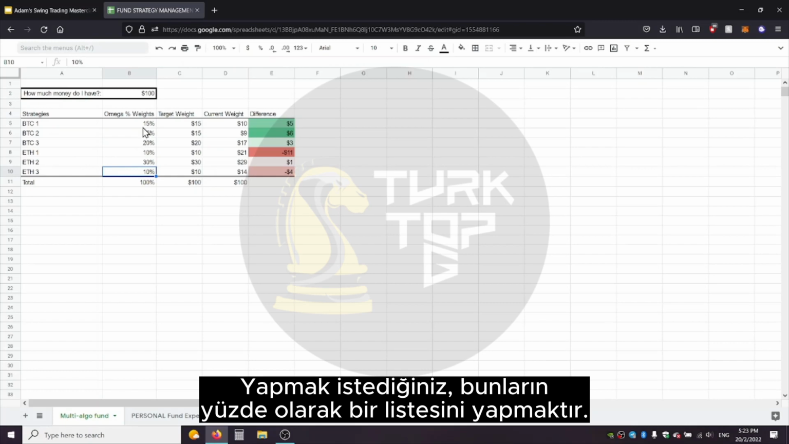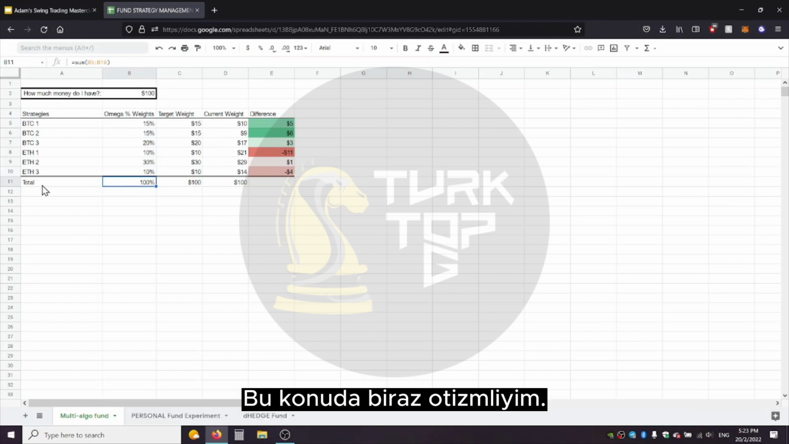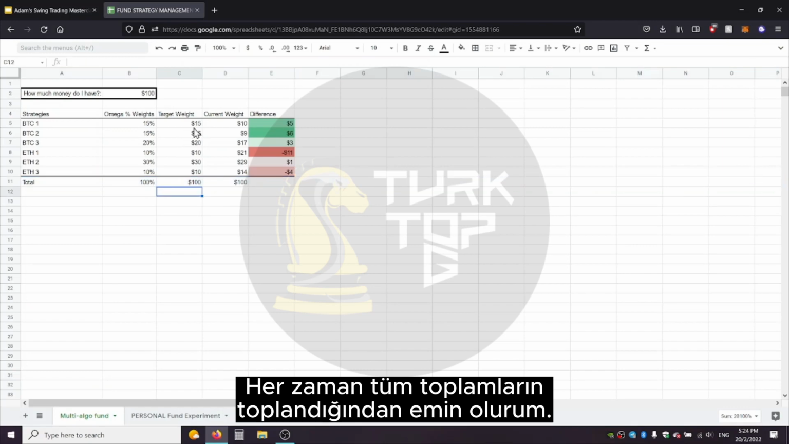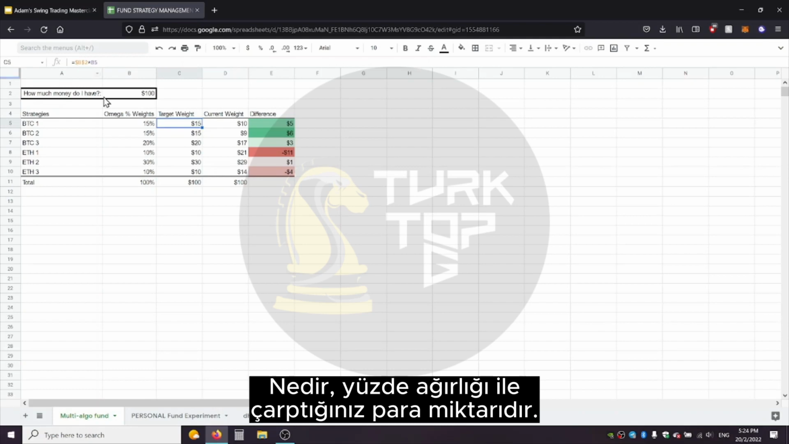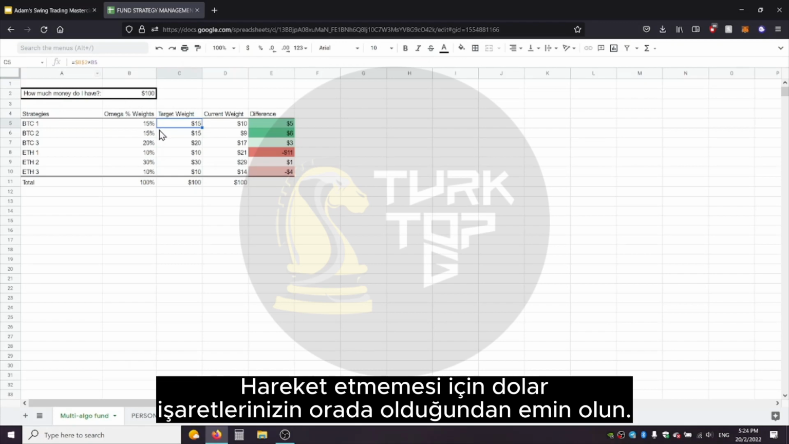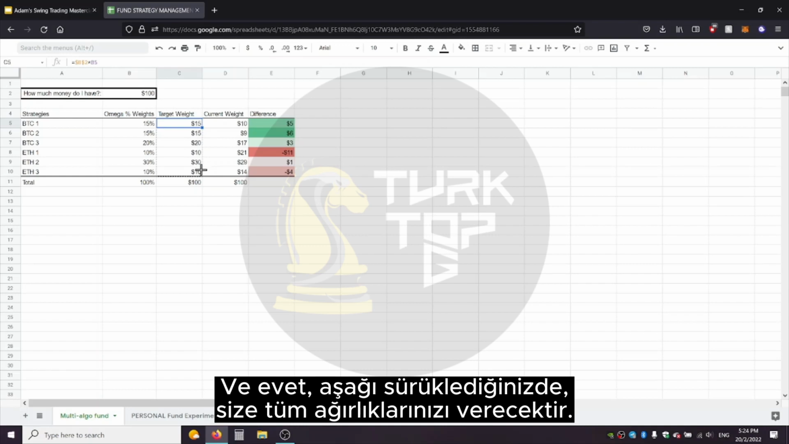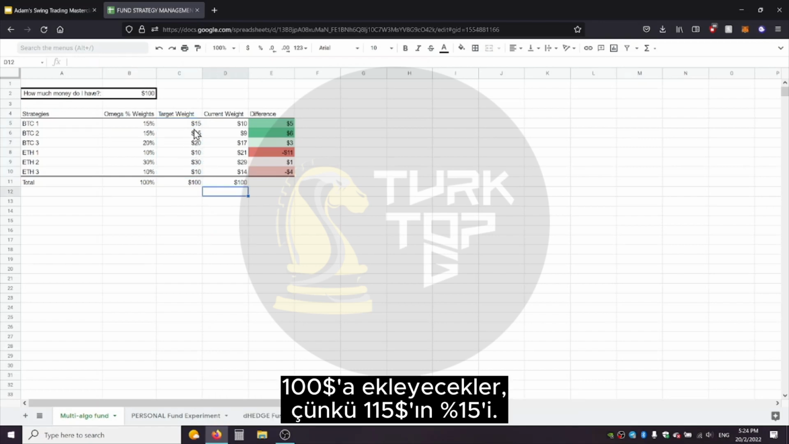So what you want to do is make a list of these in percentage. Make sure that they all add up to 100. I'm a bit autistic about this, so I always make sure that all the totals add up. And then make a formula in this cell: it's how much money you have multiplied by the percentage weight. Make sure your dollar signs are in there so it doesn't move around. When you drag it down, it will give you all of your weights, and they all add to 100, because obviously 15% of 100 is $15.